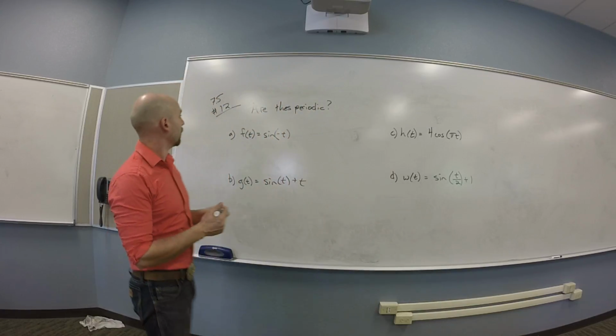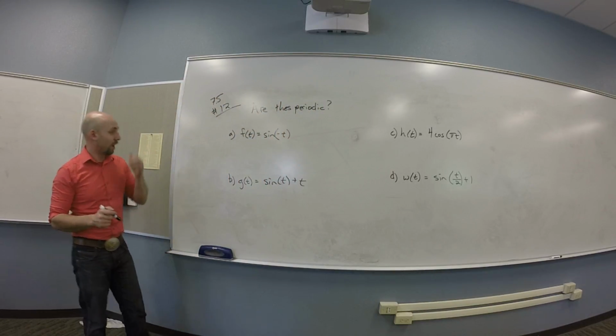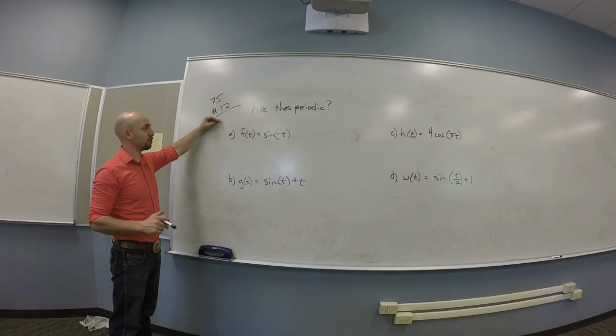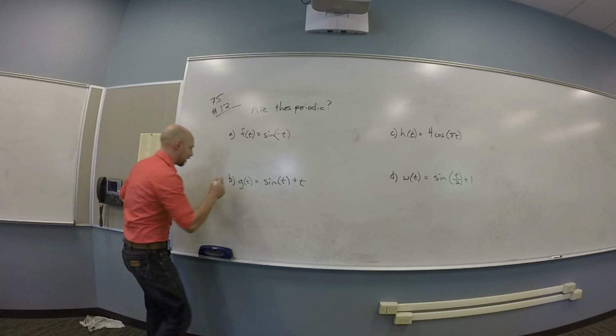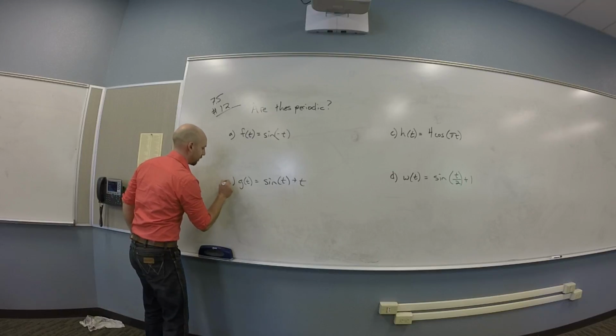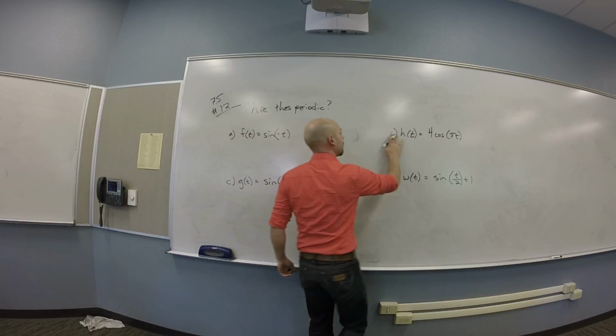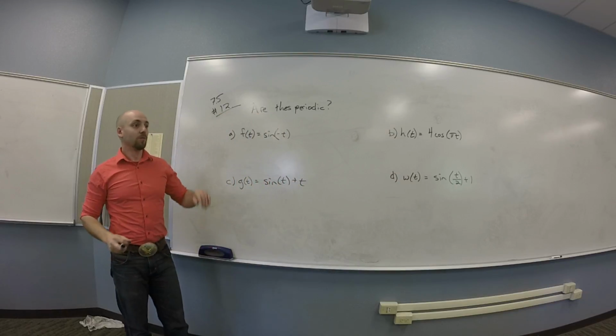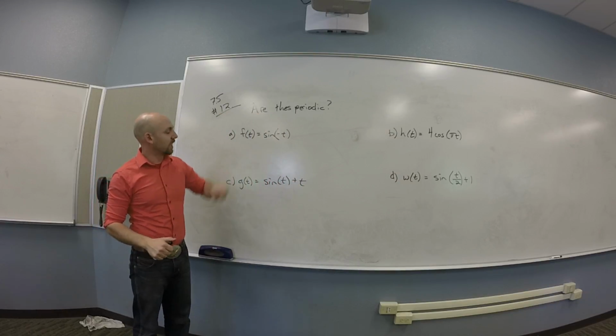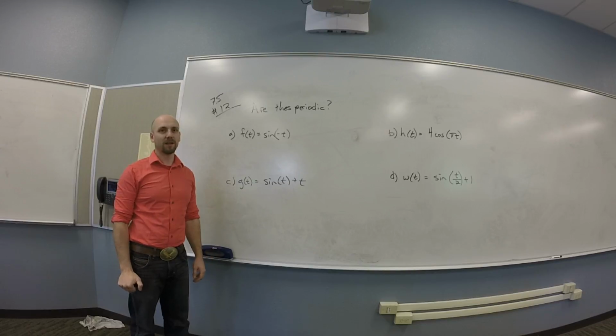Okay, so in 7.5 number 12, I would like to know, are these functions periodic? And then they give me some functions, and I think I got B and C backwards on here. I think that's C, and this one's B. But whatever. Point is, I want to know, is sine of minus t periodic? What would your answer for this be?